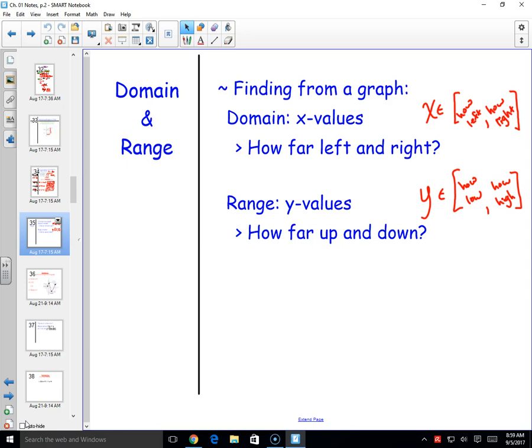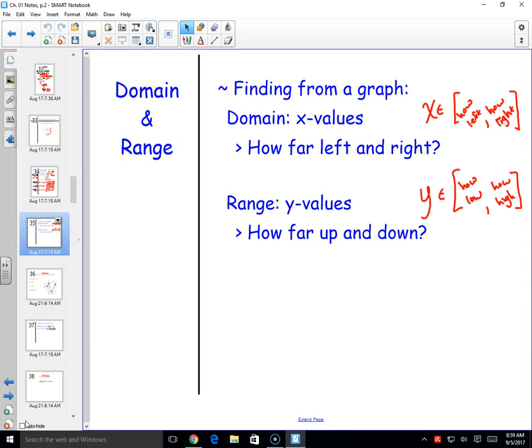We're working on graphs. So, have I told you guys before that domain is how far left and how far right? Yes. But technically, we weren't looking at graphs before. We were looking at functions and equations. So it's a little bit different. Range, I've told you how far up and down. Well, I would say down and up.